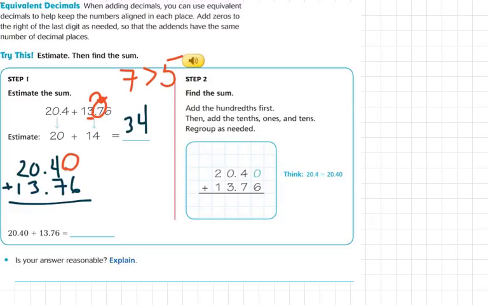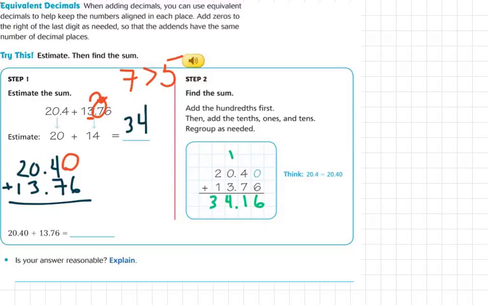0 plus 6 is 6. 4 plus 7 is 11. And we're going to have to regroup because we're going to get 1 out of that. So then we have 0 plus 3 is 3, plus 1 is 4. And then 2 plus 1 is 3. So boys and girls, when we look at our sum, we see our sum is 34 and 16 hundredths.